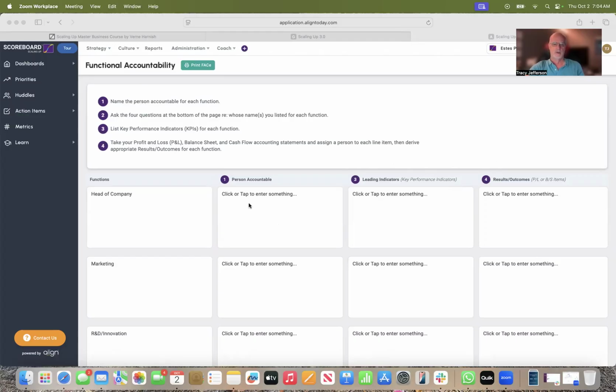Let's make sure we have our organization in terms of functional accountability defined properly. Then let's figure out who the right person, the right butt in the right seat is. That's the riff for the day.